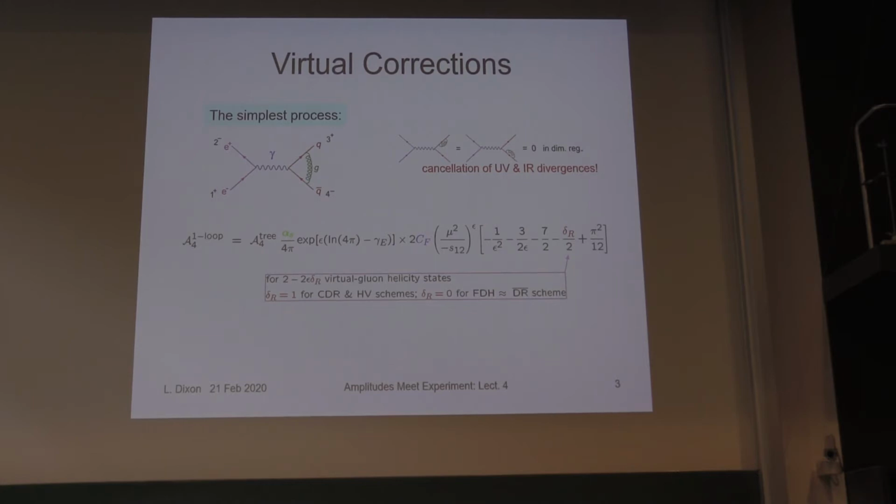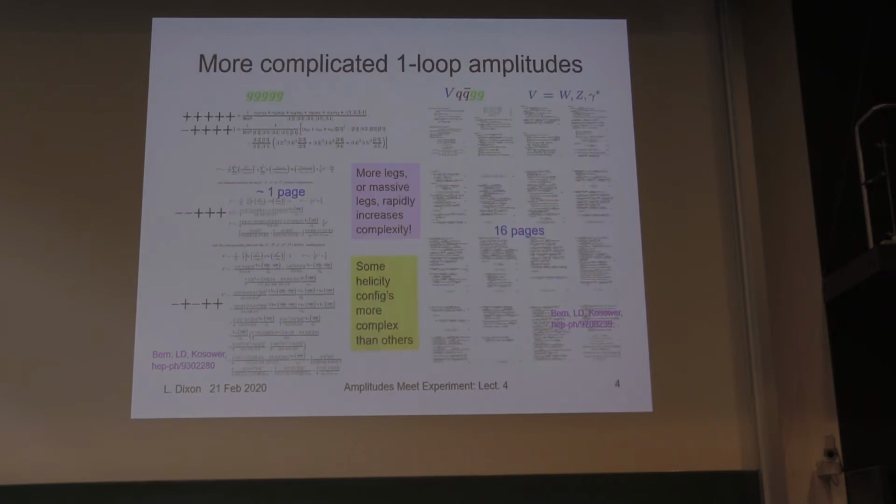Now, of course, there are more complicated one-loop amplitudes. A while back, we looked at 5 gluon scattering, and we found some simple configurations, and then about a page worth of functions which aren't even defined here, but they're made out of dilogarithms. And then we got 16 pages, and then we decided it was about time to stop doing analytic stuff and go numerical.